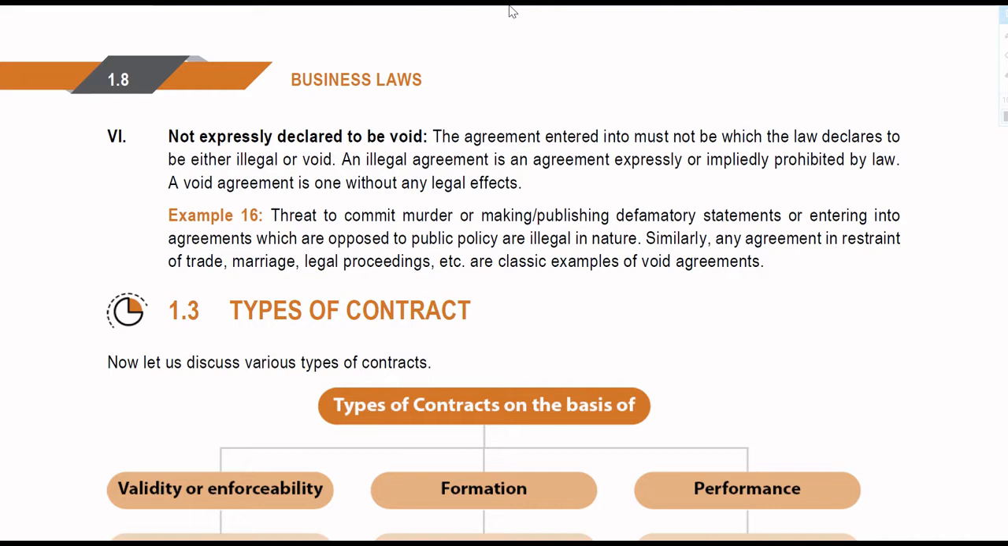See, the agreement should not be illegal or void. An illegal agreement is an agreement expressly or impliedly prohibited by law. A void agreement is one without any legal effects. See, the agreement should not be expressly declared to be void. Okay. Example number 16. Making a threat to commit murder, or making or publishing defamatory statements, or entering into agreements which are opposed to public policy or are illegal in nature. Similarly, any agreement in restraint of trade, marriage, legal proceedings, etc. are classic examples of void agreements.